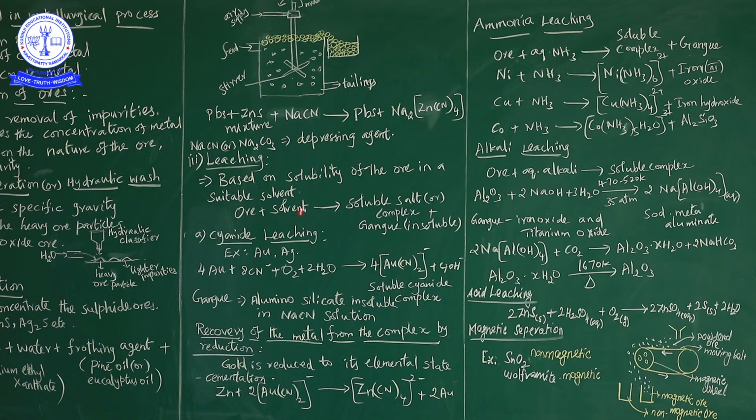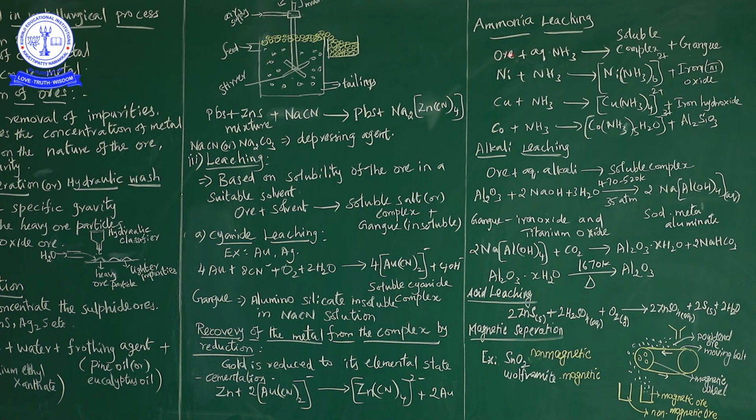So the ore is dissolved in a suitable solvent, and there is a formation of a soluble salt or complex. Any one of the compounds is formed. It can form a salt or a complex, but the common property is that it is soluble in that solvent. And the second point is that the gangue is insoluble.